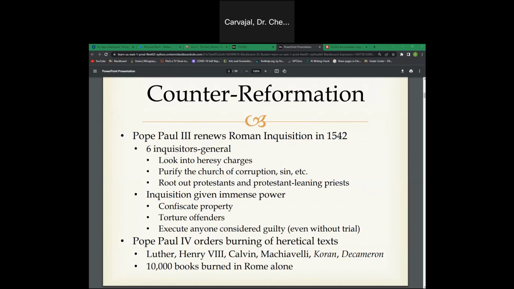Now, this is going to include the Divine Comedy. This is going to include the Canterbury Tales. This is going to include any secular literature that takes a not so positive spin on religion. And so that's what he did. And they burned and burned and burned books everywhere.